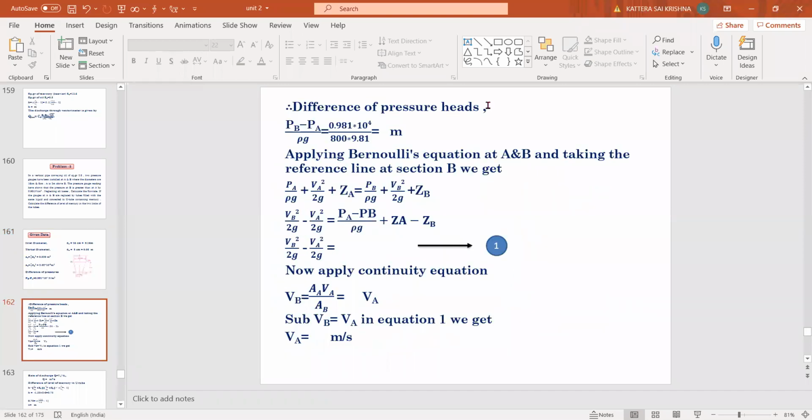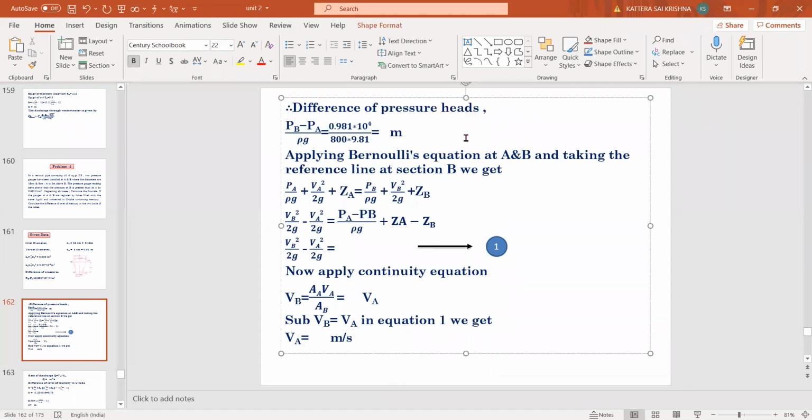Right. So after that, you can write this difference of pressure heads, PB minus PA by rho g, equal to 0.981 into 10 power 4 by density of oil, 800, into 9.81. This is the H value you'll get in meters. So what is this value? 1.25 meter. Okay.